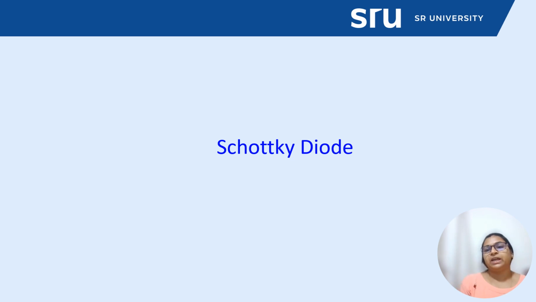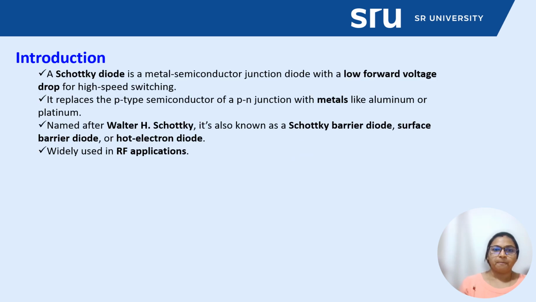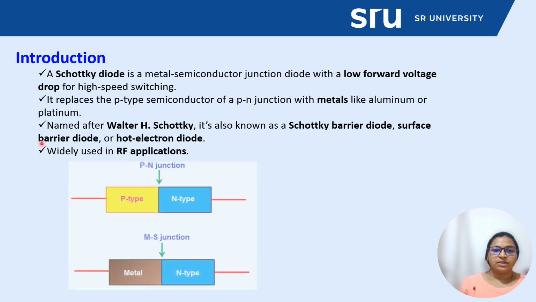As we know, in a normal PN junction diode, a P-type semiconductor and an N-type semiconductor are used to form the junction. Basically the P-type semiconductor is sandwiched with the N-type semiconductor, so a junction is formed between both materials, and this is called the PN junction, or the PN diode.